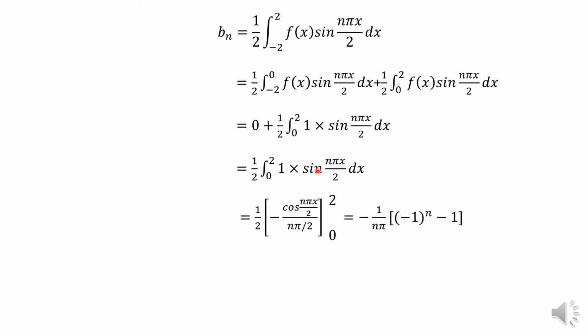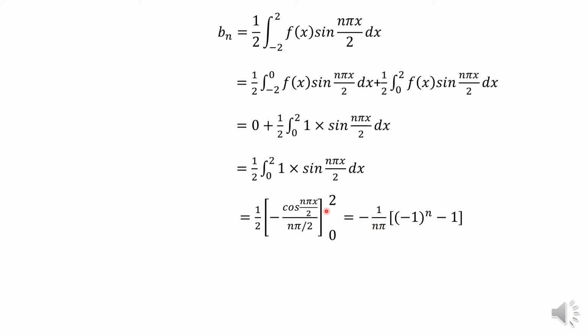Integral of sin is minus cos, therefore we get minus cos n pi x by 2 divided by n pi by 2, where n pi by 2 is constant. So anyhow this 2 and this 2 get cancelled and we get 1 by n pi along with this minus. So therefore we get here minus 1 by n pi. Now put limits of integration.